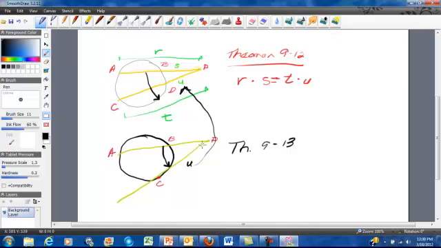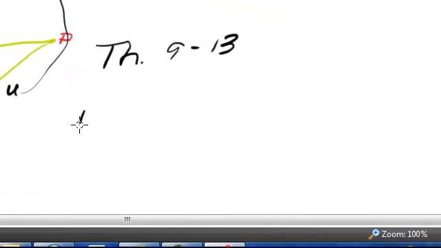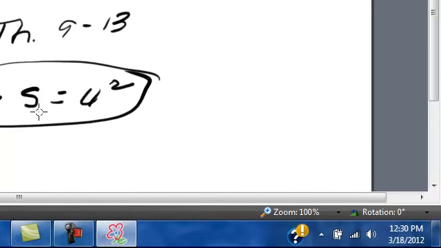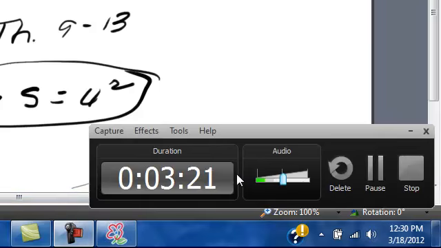This becomes more dominant, and we still use the same formula up here, AP, which is R. Sorry, this is a little confusing, and times its external segment, S. So we get down here, we get R times S is equal to U squared. And then that's Theorem 913.